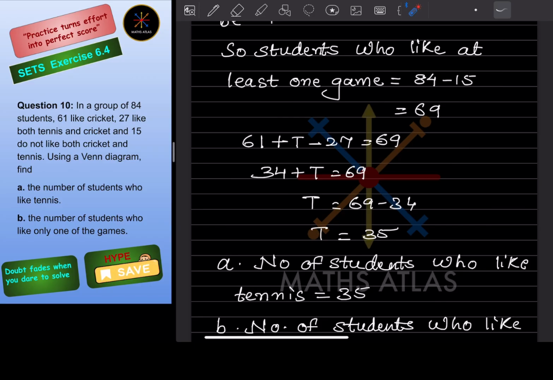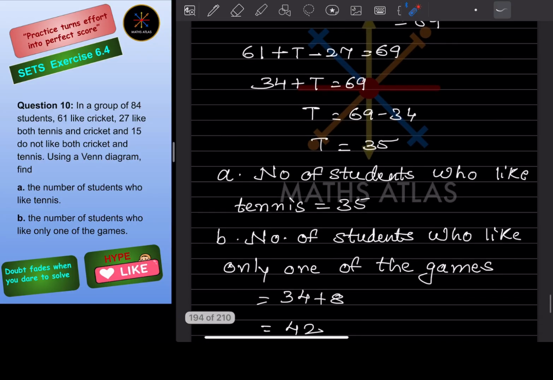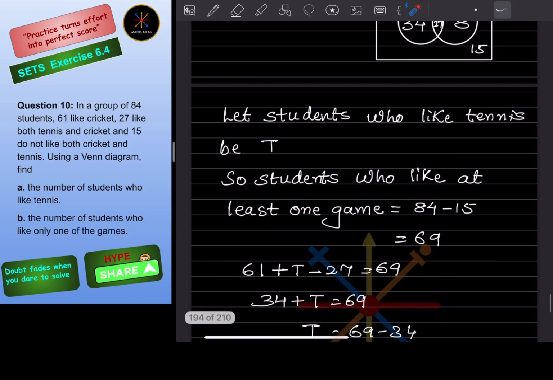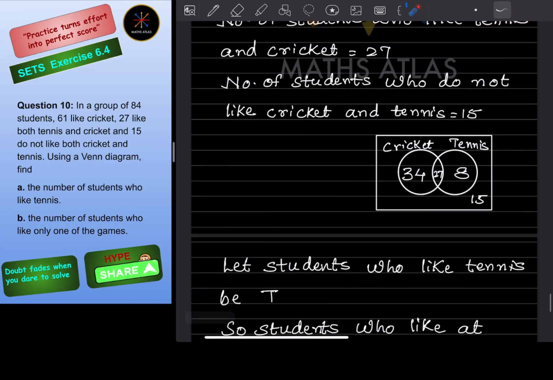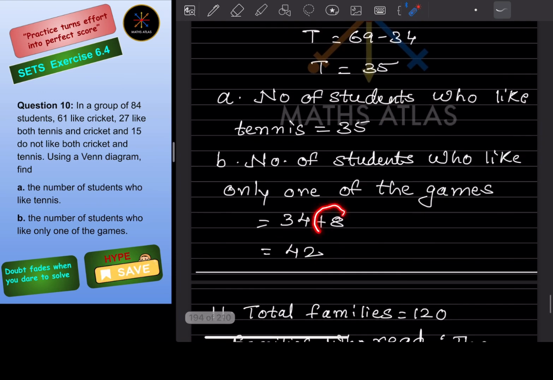Now we will come to the question, the number of students who like tennis. We got the number of students who like tennis as 35. And this is also the number of students who like only one of the games. For only one of the games, cricket is 34, and we are going to add 8 to it for the tennis. So this total comes to 42.